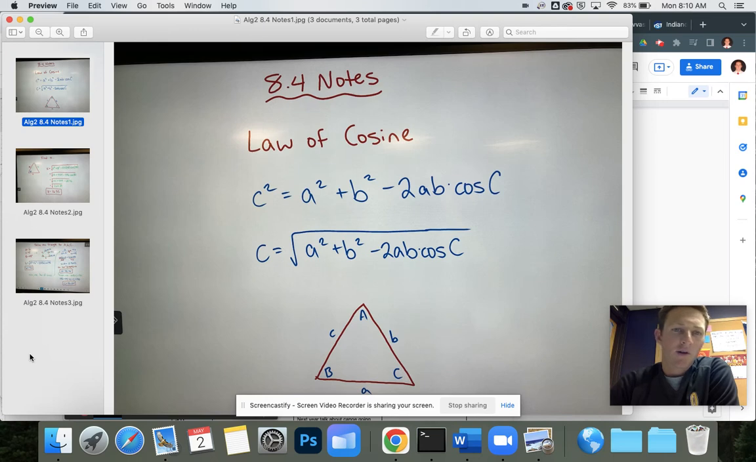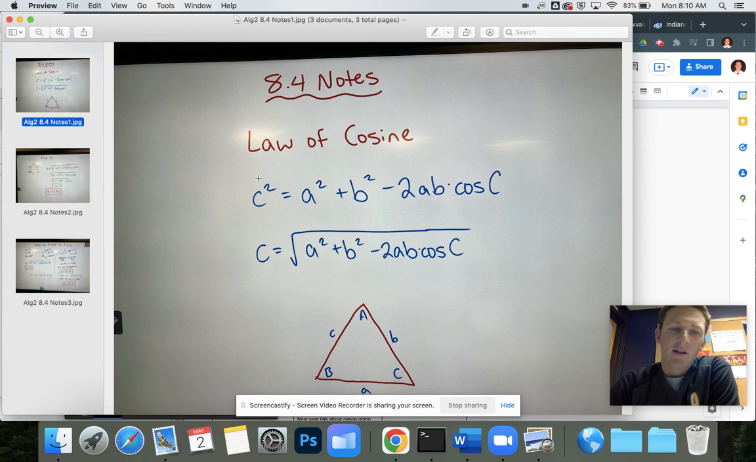All right, Algebra 2, we are on 8.4 today, Law of Cosines. The law of cosines is c squared equals a squared plus b squared minus 2 times a times b times cosine of angle C. So the only angle in here is this C at the end. All these other a's, b's, and c's are lowercase, they're sides. This is a capital C.